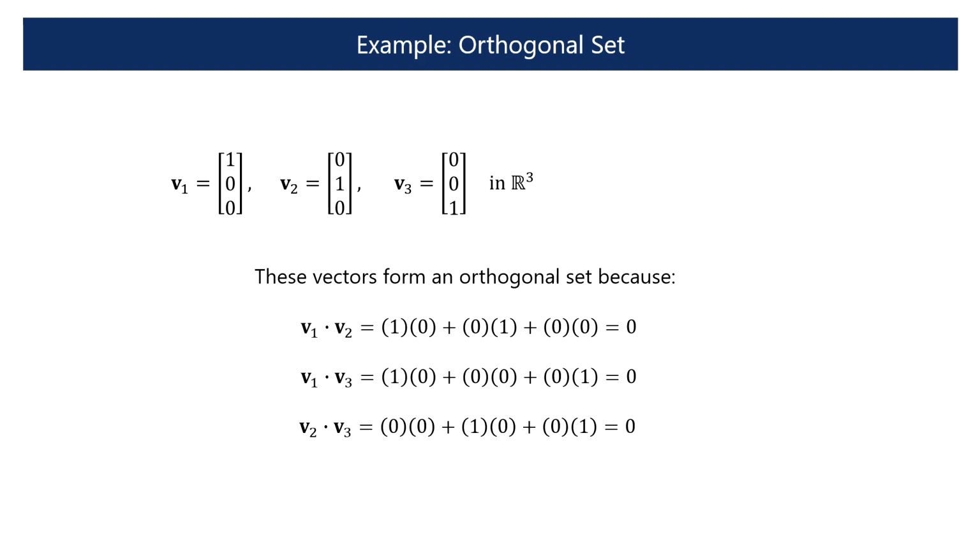Let's see an example of an orthogonal set. Let's consider the vectors v1, v2, and v3 in R3. These vectors form an orthogonal set because the inner product of every pair of distinct vectors is zero.